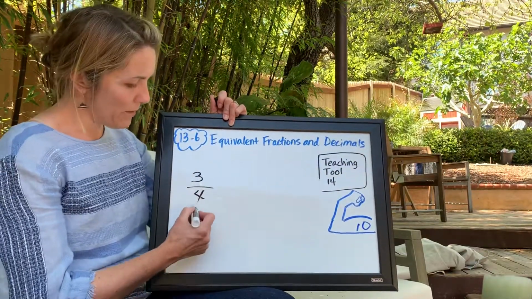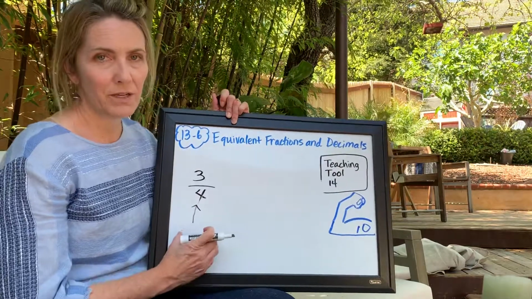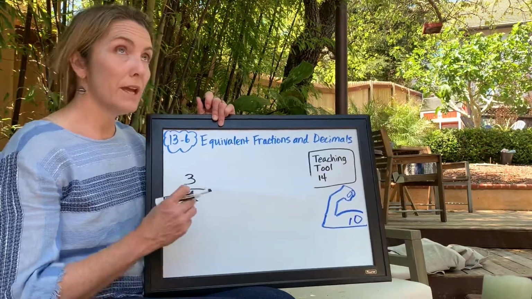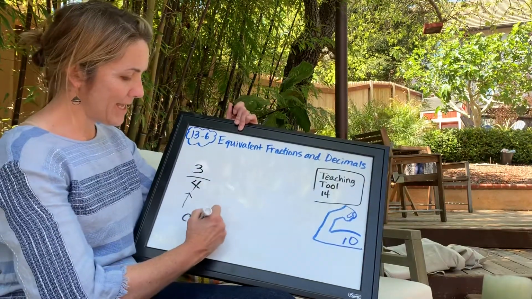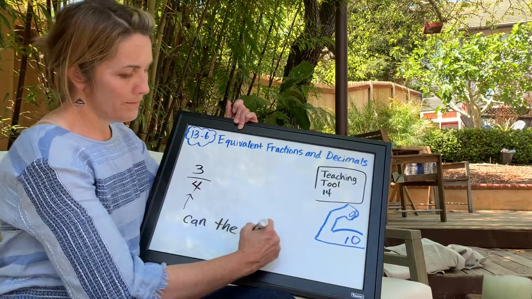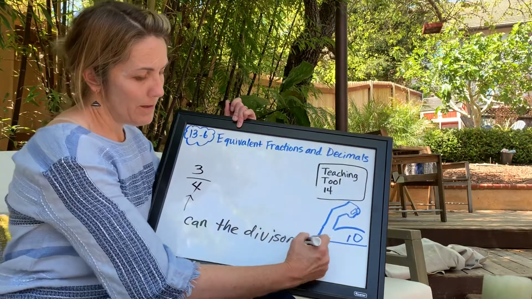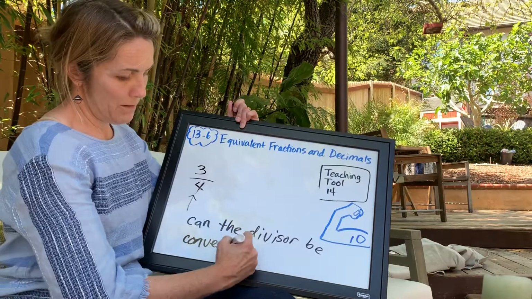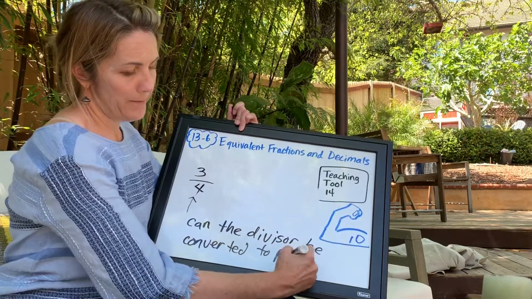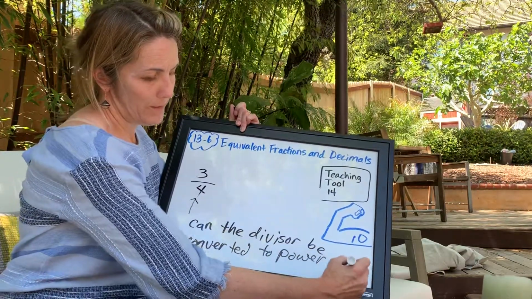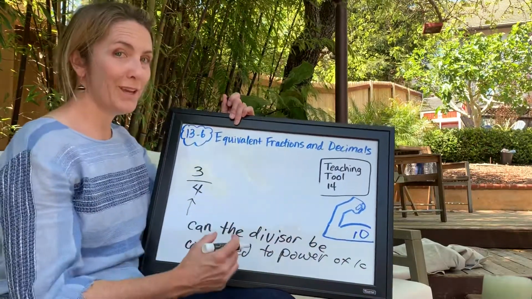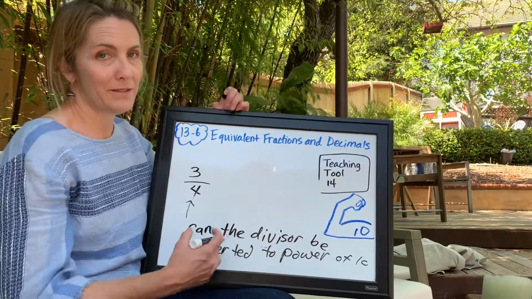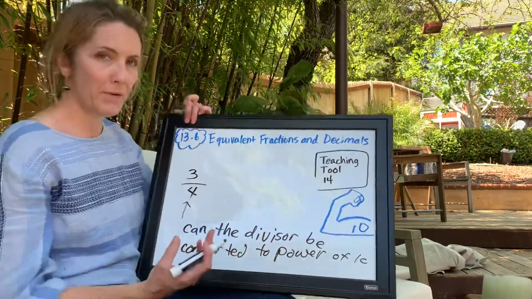I want you to look at 4. I've stressed this for many chapters now, that the divisor is super important. And I want you to ask this question: can the divisor be converted to a power of 10? And powers of 10 are 10, 100, 1,000, 10,000, 100,000, millionth. Those are all powers of 10.